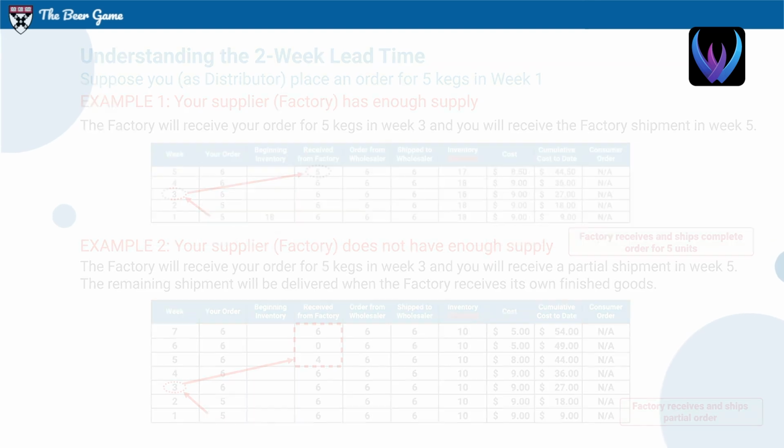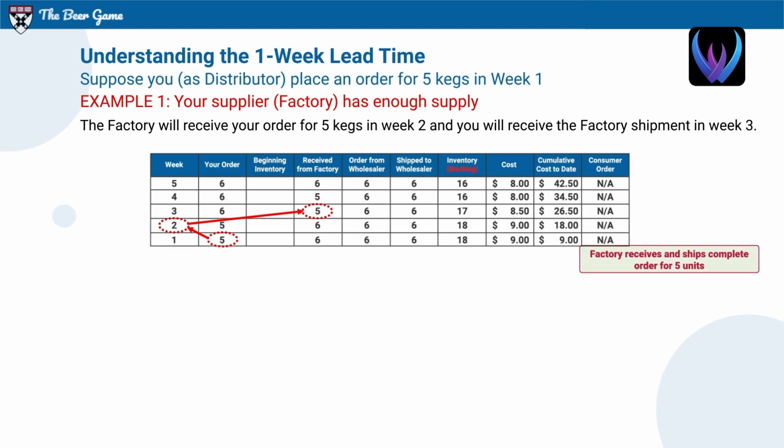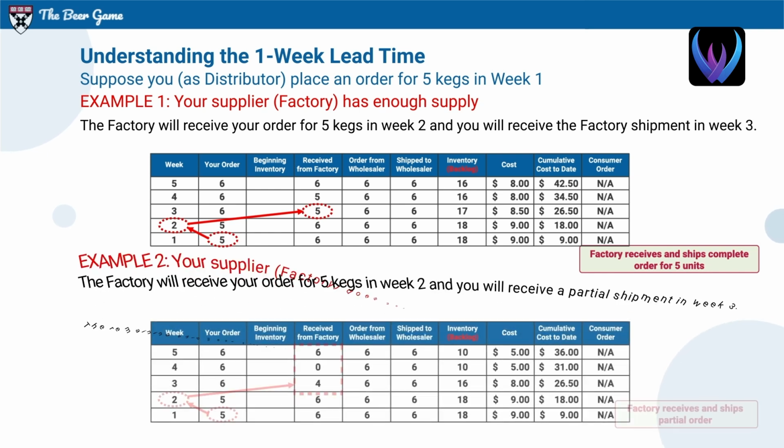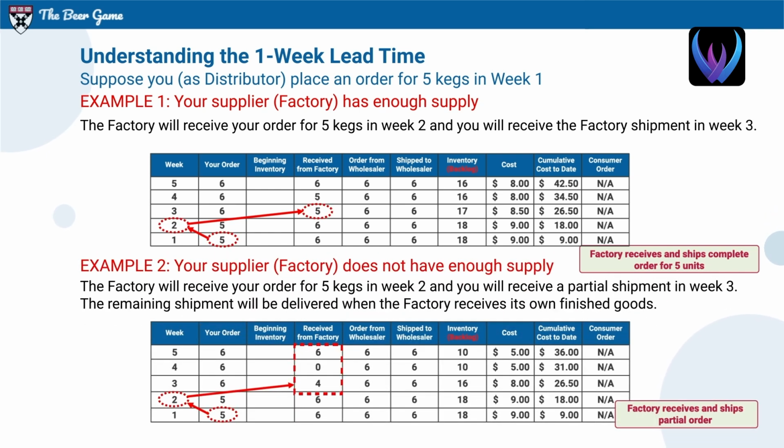In supply chains that have 1-week lead times, the dynamics play out similarly, just with shorter lead times. As a result, your order placed in week 1 will be received by your supplier in week 2. And if it has enough supply, you'll receive their shipment to you in week 3. If your supplier does not have enough supply, you'll receive a partial shipment in week 3, and the rest together with subsequent order units in future weeks.